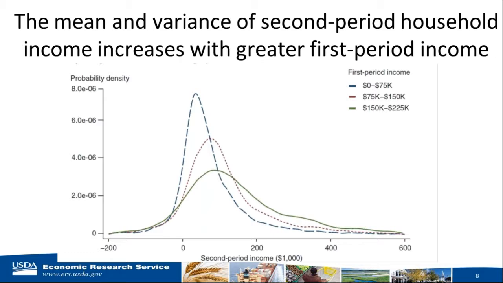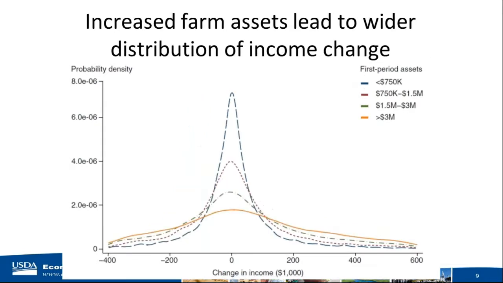This changes as we look at different first period income for the farm household. So this shows three distributions based on the first period income. So that highest line shows a first period income between $0 and $75,000, and we see that they earned a little more than maybe $50,000 in the second period on average, with some distribution around that. But as first period income increases, both the average income in the second period and the variability of that income both go up. So as we see households getting richer, we also see increased volatility.